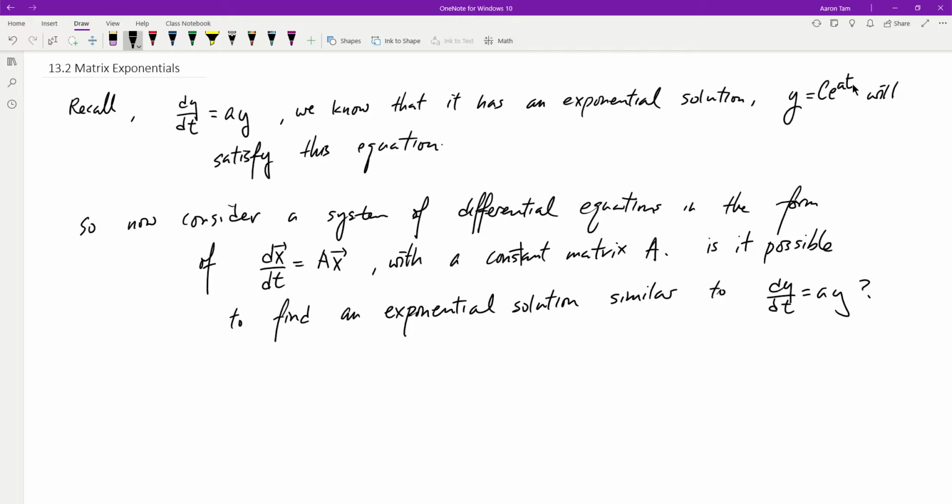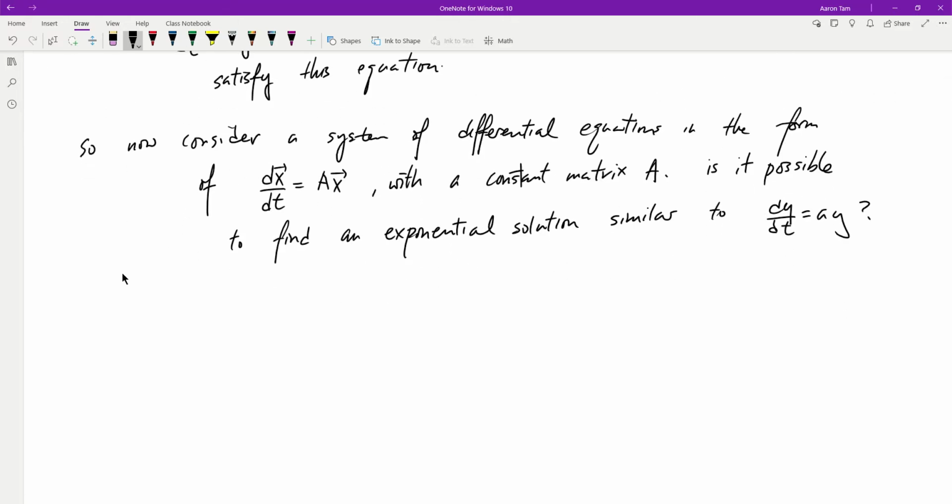But then the problem is we have a matrix in place of a scalar. It makes sense when I say e to the at, where a is a scalar, because we know how to define that. But if I now want something similar, but I have a constant matrix A, surely we can't really raise e to a matrix power, can we? Well, as it turned out, we can. We just need to learn how to define it properly. So, here's how we define this concept of raising e to an exponent that is a matrix.